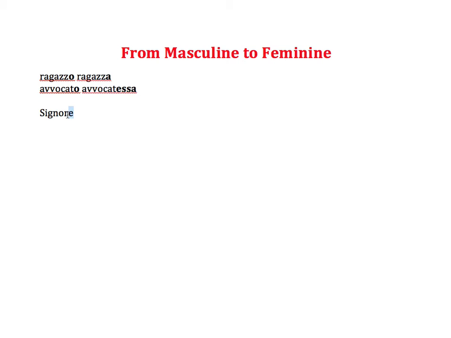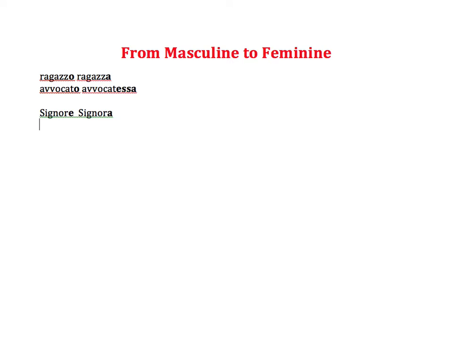So, signore is a masculine noun ending in e. What is the equivalent feminine? It is signora. So the feminine equivalent is signora, that ends in a. So, for masculine nouns ending in e, we can have a feminine ending in a. This is the case of signore and signora.